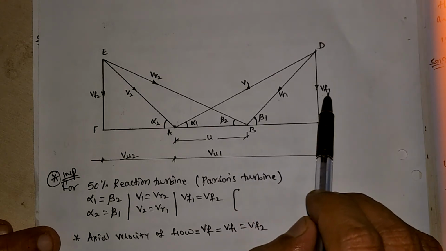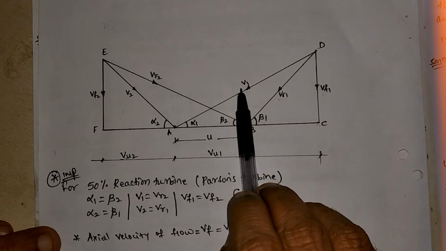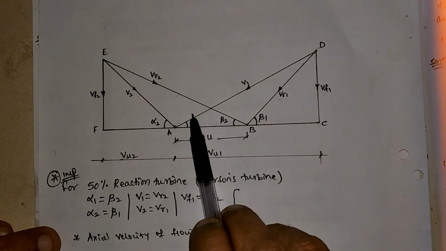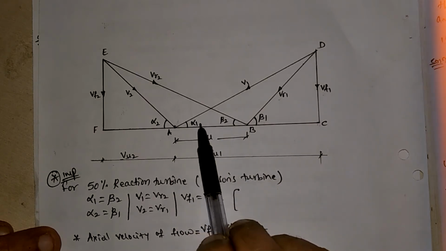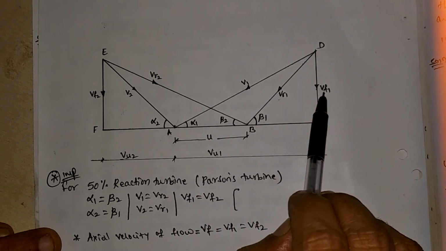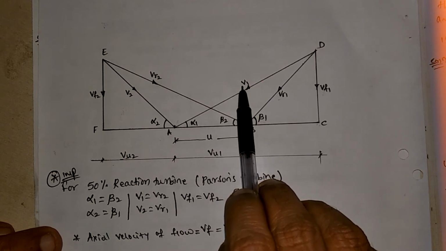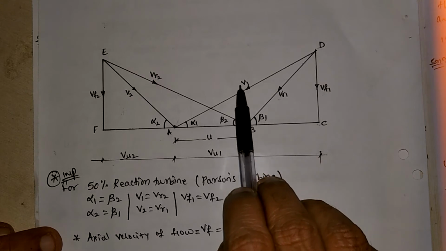So opposite is Vf1, and sine of alpha 1 is opposite by hypotenuse. What is sine of alpha 1? Sine of alpha 1 is Vf1, the opposite, divided by the hypotenuse. The hypotenuse is V1. So by this equation we can calculate the value of V1.